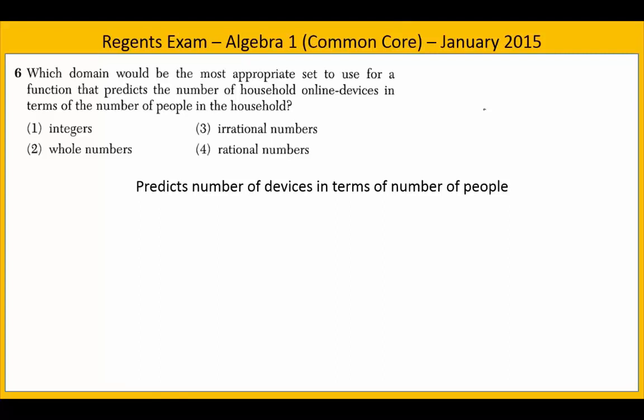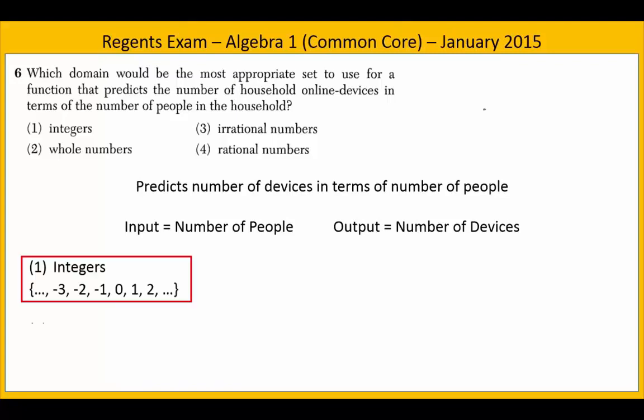In exercise 6, we're asked which domain would be most appropriate to use for a function that predicts the number of household devices in terms of the number of people living in the household. We predict the number of devices in terms of the number of people. The input is the number of people, and the output is what we're predicting, the number of devices. Input is number of people.